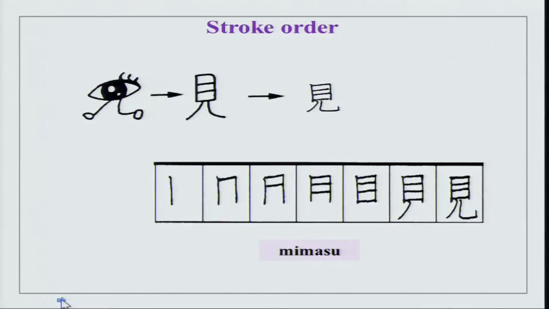Then you have mimasu. The eye is given over here and with a person walking. So, when you walk, you need to keep your eyes open and walk properly. That is mimasu. The stroke order is 1, 2, 3, 4, 5, 6 and 7. So, it is a 7 stroke character and we already know that tabemasu is a 9 stroke character.